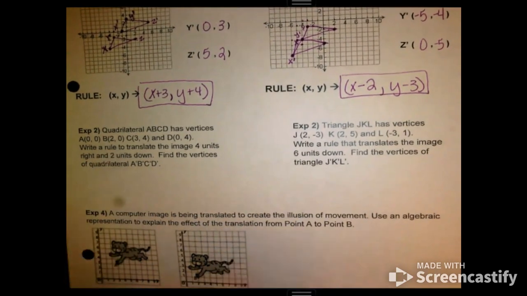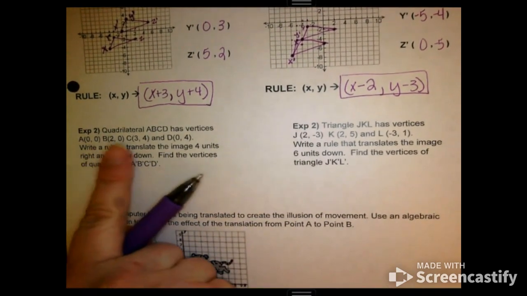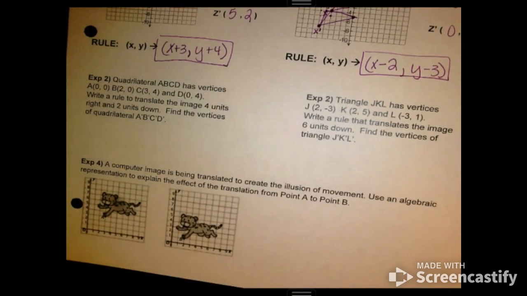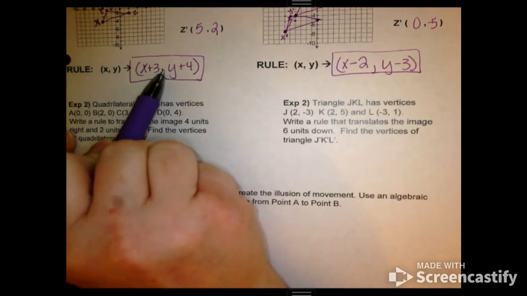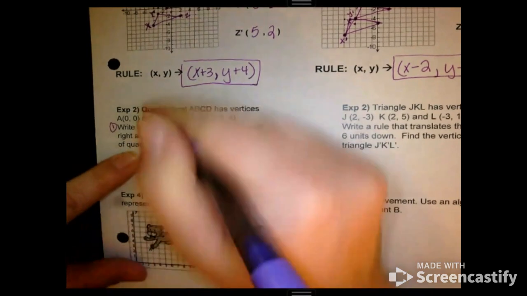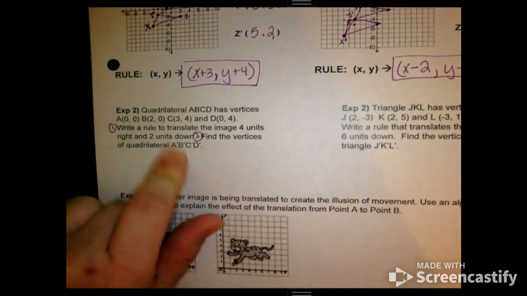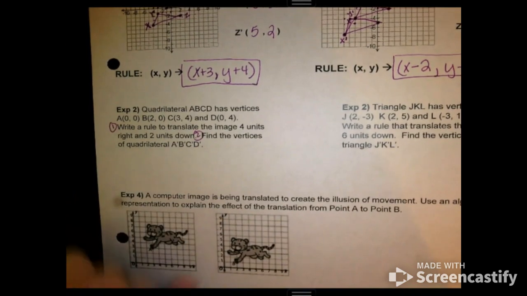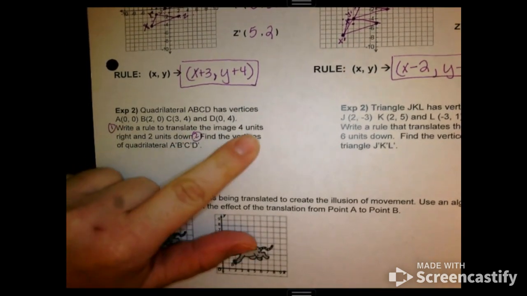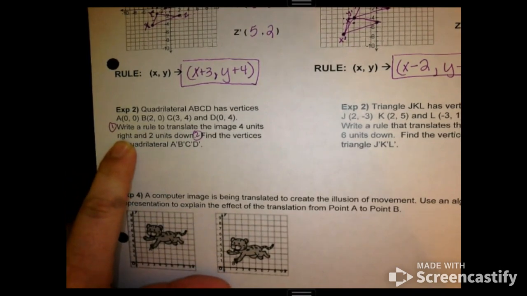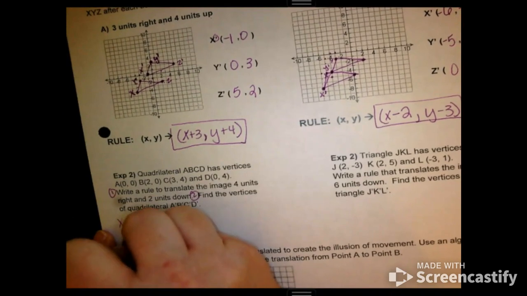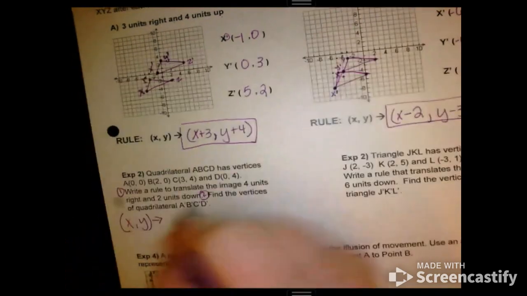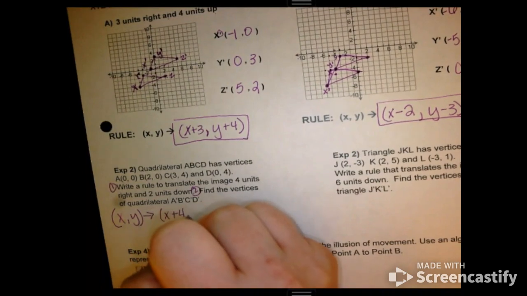Okay, so right here, quadrilateral ABCD has vertices. It gives me all my points. Now, I don't have to graph it, right? I have to write a rule to translate the image. So there's 1, write a rule, and then 2, find the vertices of quadrilateral A prime, B prime, C prime, D prime. Here are my vertices. It says translate the image 4 units right. Right is adding, and right is x. So what am I doing to x? Adding 4. So I would just put x plus 4.